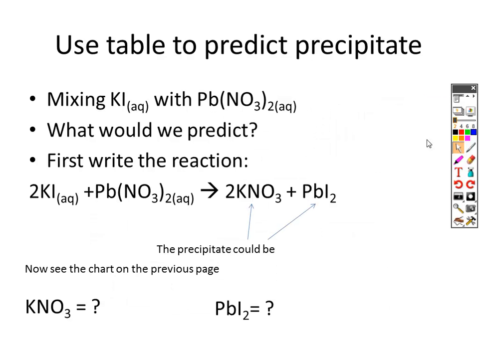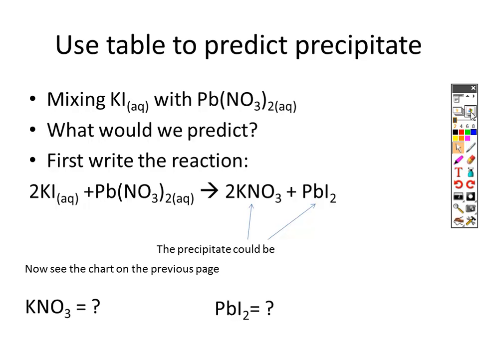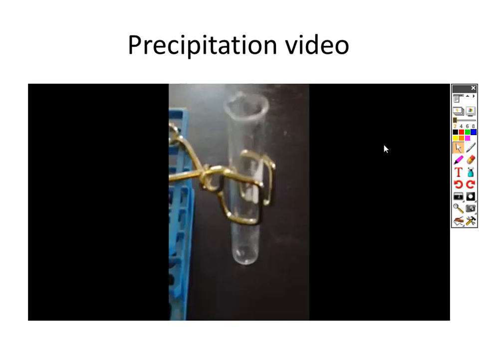So let's see what happens if we mix potassium iodide, KI, aqueous, with lead nitrate, aqueous. First we write our reaction. We have 2 KI plus Pb(NO3)2 forming KNO3 and PbI2. Now these are the possible precipitates. It's going to be either KNO3 or PbI2. One of the two is going to be your precipitate here. So let's take a look.